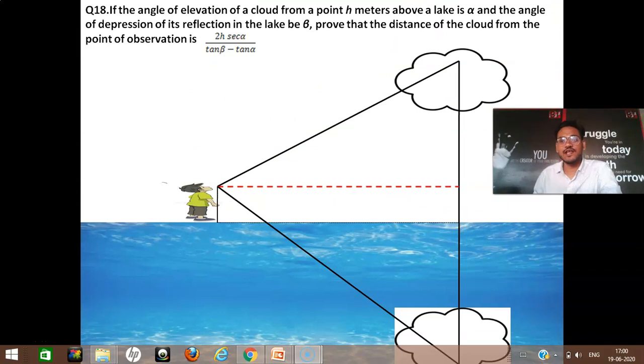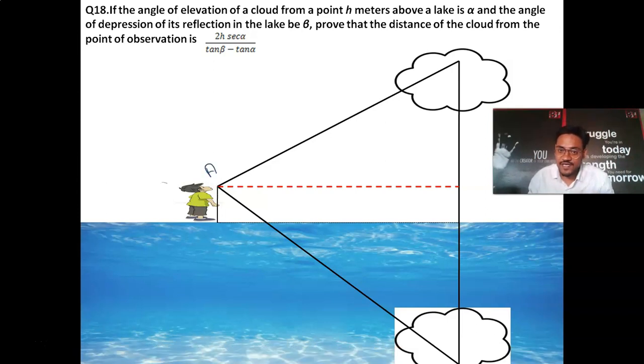See students, let's have the next question. The next question is again based on the same concept. See, the figure I already made; the same figure is there as in the previous question. As you can check, here we have to prove the distance of the cloud from the point of observation. This was my point of observation and this was my cloud. This green line will denote the distance of the cloud from the observer. So we have to prove this AC as 2h sec alpha upon tan beta minus tan alpha.